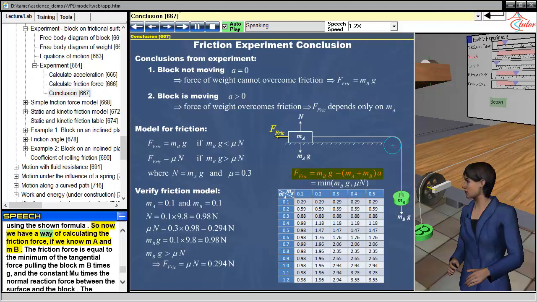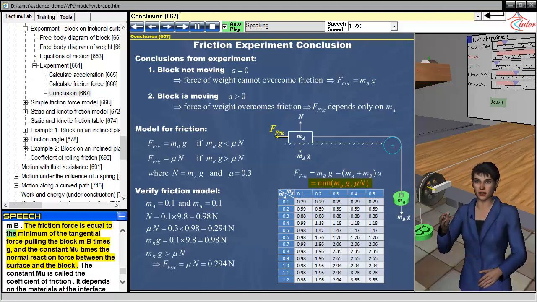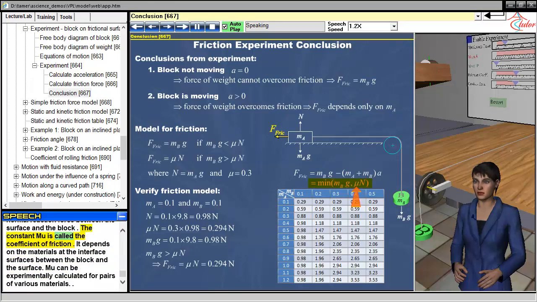So now we have a way of calculating the friction force, if we know Ma and Mb. The friction force is equal to the minimum of the tangential force pulling the block, Mb times g, and the constant mu times the normal reaction force between the surface and the block. The constant mu is called the coefficient of friction. It depends on the materials at the interface surfaces between the block and the surface. Mu can be experimentally calculated for pairs of various materials.